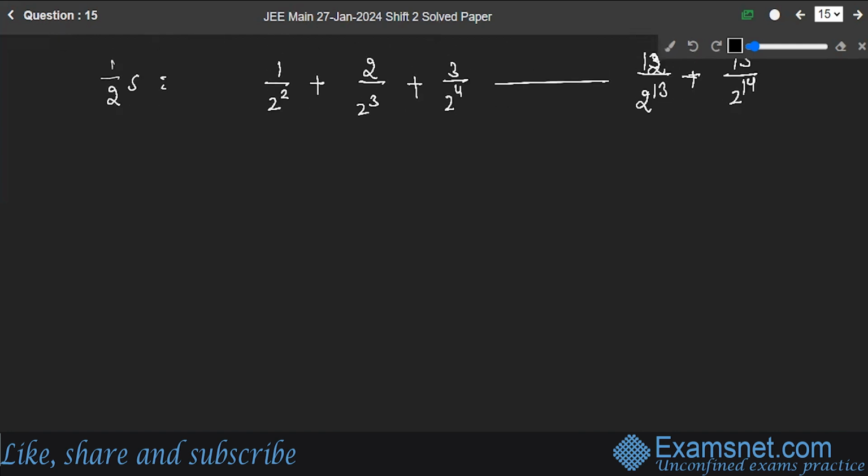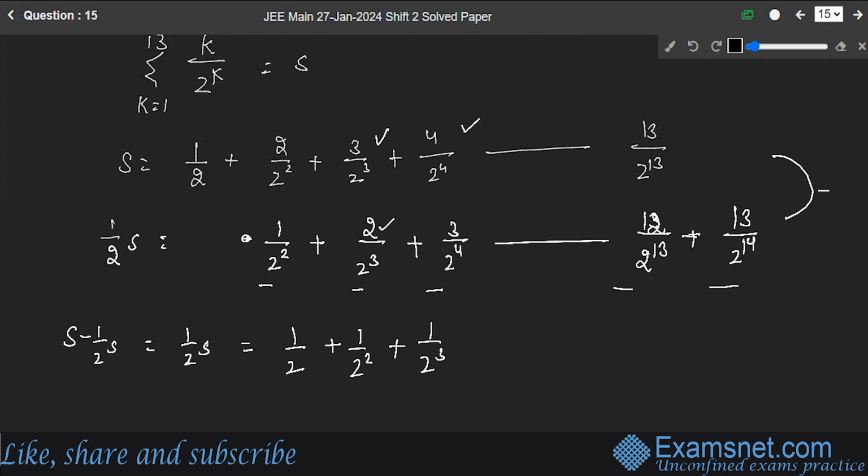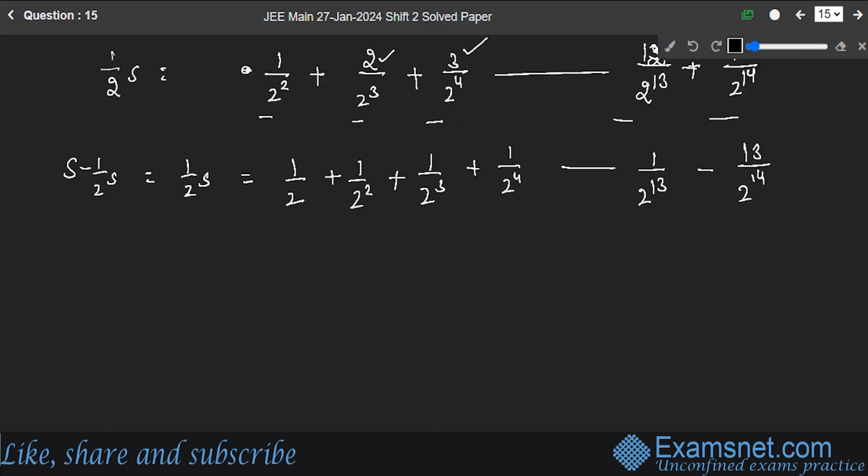Okay. All right. Now let's do one thing. Let's subtract both of them. So you will have s minus s by 2, which is equal to s by 2. That's equal to 1 by 2. Now 2 upon 2 square minus 1 upon 2 square will be equal to 1 upon 2 square. Similarly, subtracting both of them, you will get 1 upon 2 cube. When you subtract both of these, you will get this, and so on. Finally you will get 1 upon 2 power 13 minus 13 upon 2 power 14. Right. Now this is what?